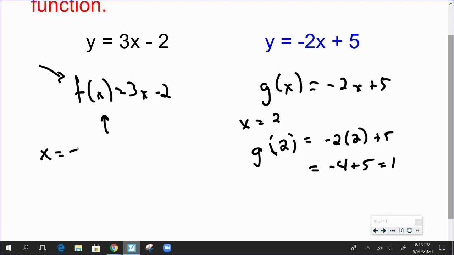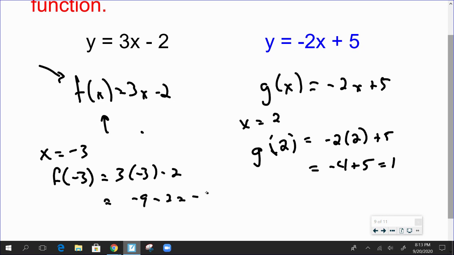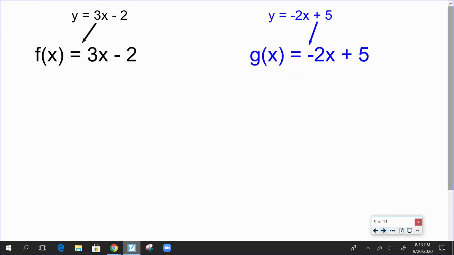Let's say here, I want to know what it is. Hey, let's say x is negative 3. So f of negative 3 is equal to 3 times negative 3 minus 2. Negative 9 minus 2, negative 11. Here we go. Okay, just about done with this. And here's the two examples of this. Oh my gosh, they changed the same one. That's no problem at all.